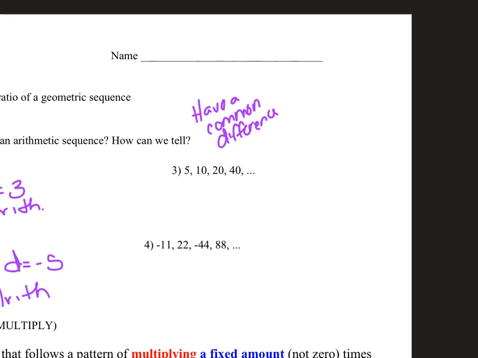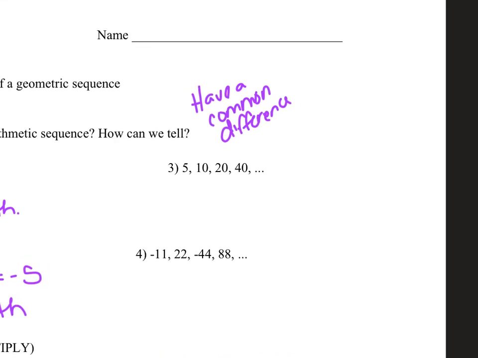We look over here at number 3. 10 minus 5 is 5, okay. 20 minus 10 is 10. 40 minus 20 is 20. Those are going up by different amounts, so this could not be arithmetic because there is no common difference. No D, no common difference.